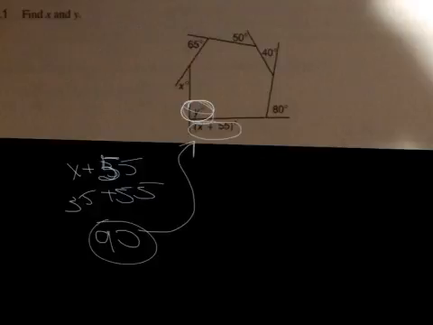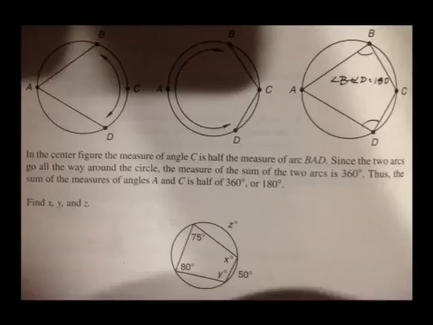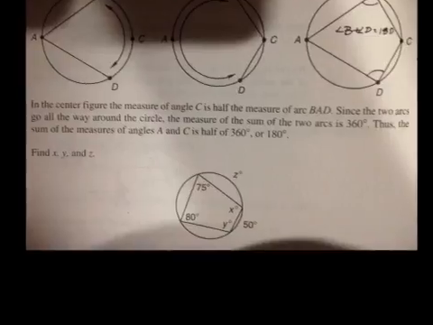Alright, let's jump to 35b, and we're talking about inscribed quadrilaterals. Okay, so if you look at 35b, it says if a quadrilateral is inscribed inside of a circle, the sum of the opposite angles will be 180 degrees. So the angle of B plus the angle of D is 180 degrees. Angle A plus angle C is also 180 degrees. So if you're given this problem right here, and let's move it up, and they're asking you to find x, y, and z.